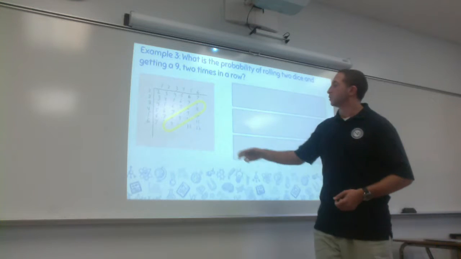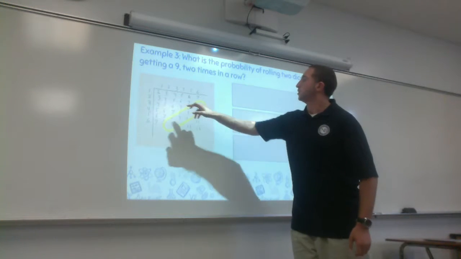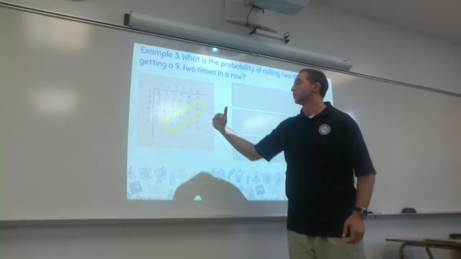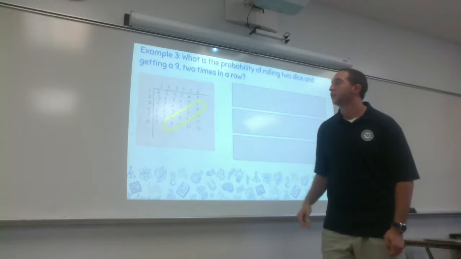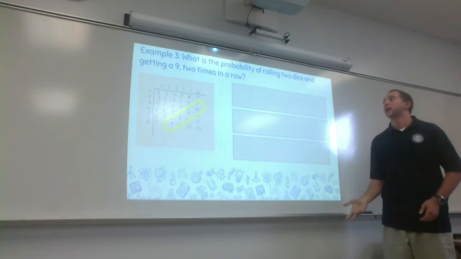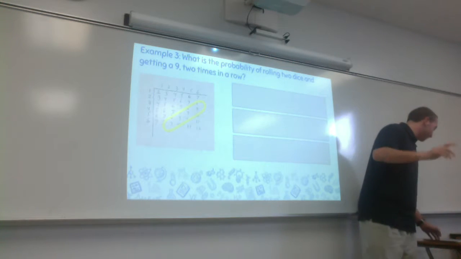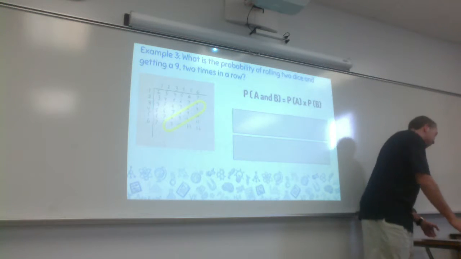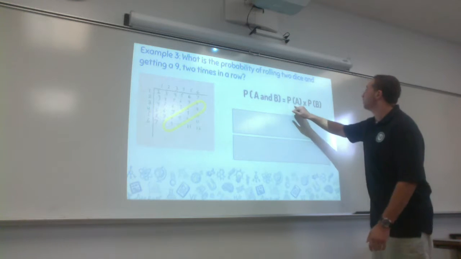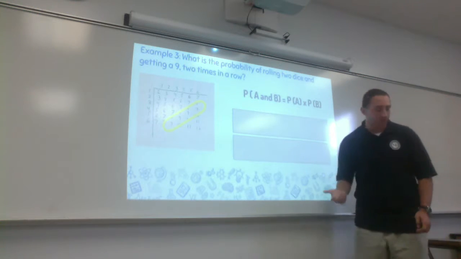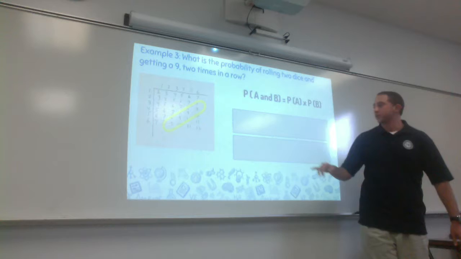So if you look at the 9s, when you roll a 6 and a 3, you obviously get 9, because 6 plus 3 is 9, and 4 and 5, and so on. So the probability of independent events, we're going to also go back to the formula: probability of A times probability of B, like we saw before.